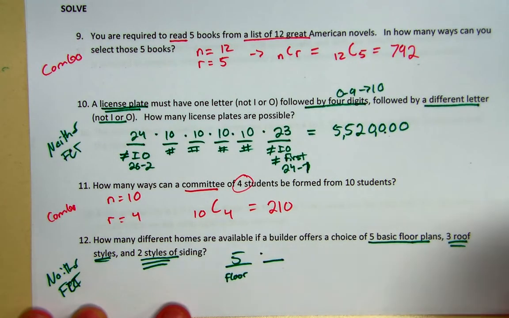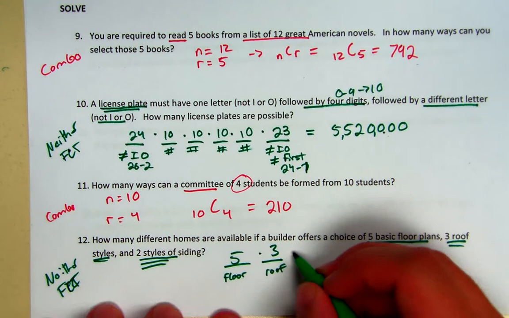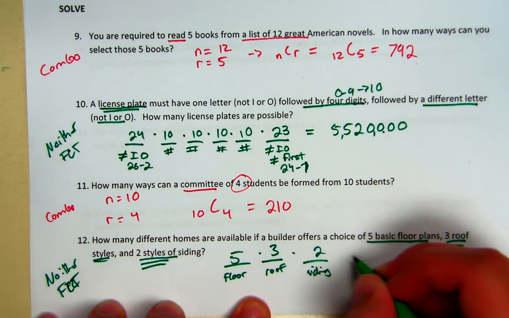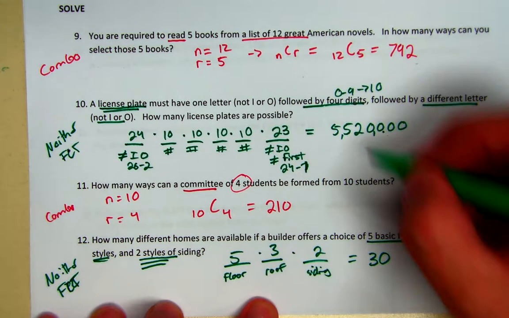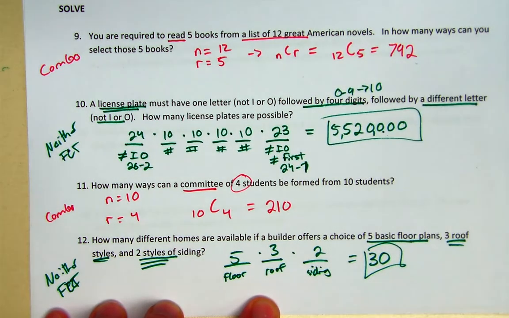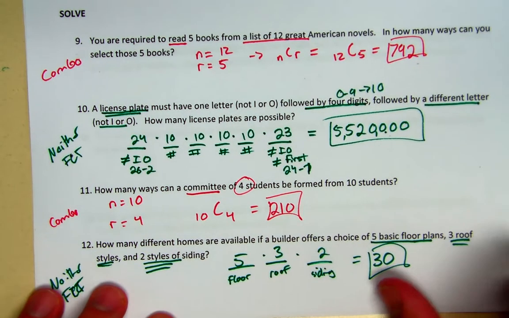So 5 floor plans times what? We've got roof styles. We've got 3 of those. Times siding. So 5 times 3 times 2, 30 different things. Alright, so let's box some answers here. So far we've done combinations and counting. Hopefully we get a permutation in here soon.